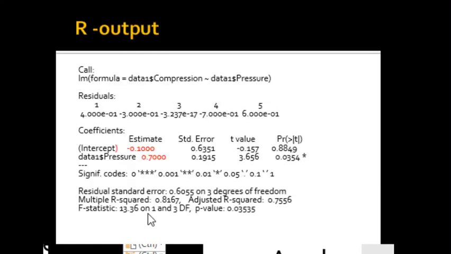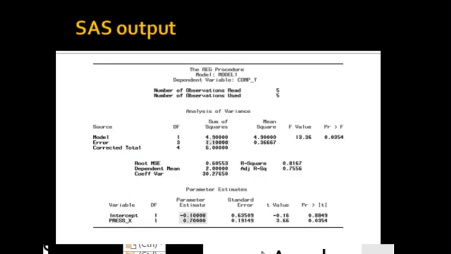Okay, so this is where we can find the r squared value for the compression data. R squared is 0.8167. Okay, so 81.67% variation in compression can be explained by the linear model relating the compression and the pressure. Okay, from the SAS output, this is where you can find this value again, 0.8167.